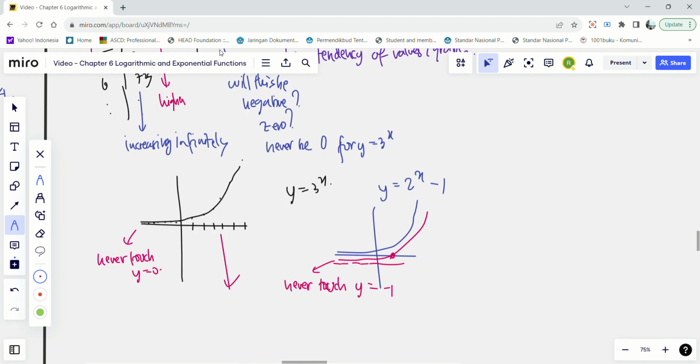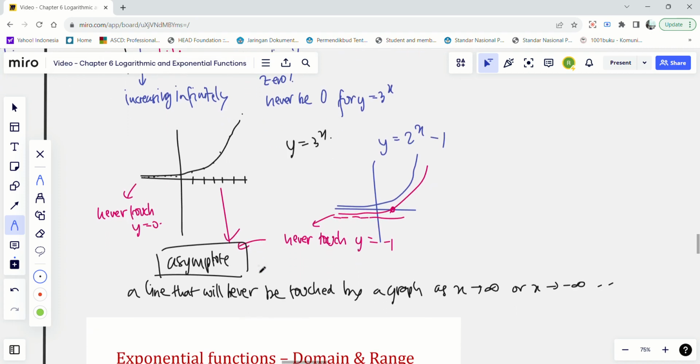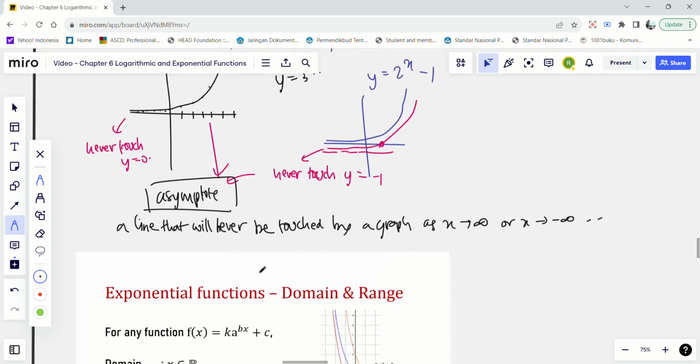So in this case, the lines that they will never touch, we call this asymptote. Okay, we call this asymptote. That is a new vocabulary. So it is a line that will never be touched by the graph as x goes to infinity, for example, or x goes to -infinity, or so on. There are many types of that. No matter how long you go, it will just never be touched.